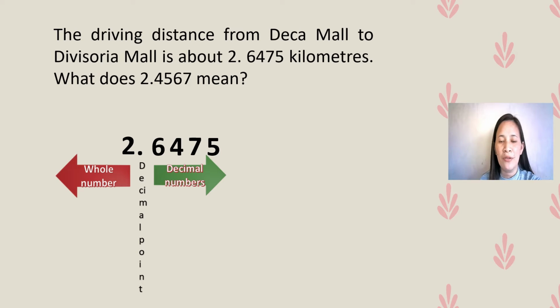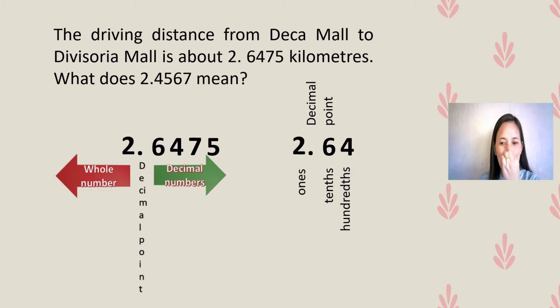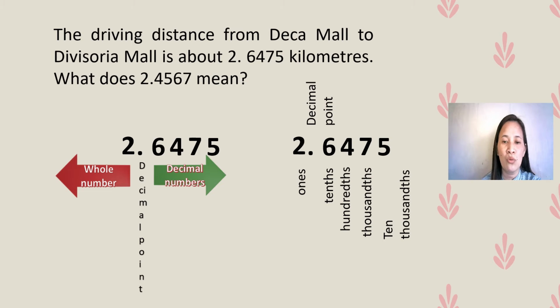So how do we read this number? We read it as 2 and 6,475 ten-thousandths. Why is there a ten-thousandths at the end? In reading decimal numbers, we read it like a whole number. Then, we mention the place value of our last digit in the decimal places. So, our basis there is 2 and 6,475 ten-thousandths.